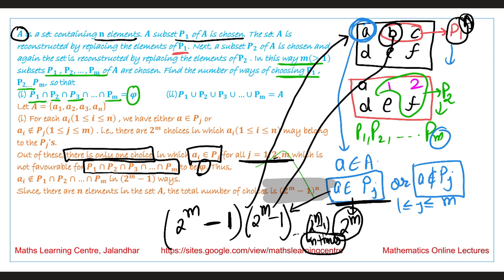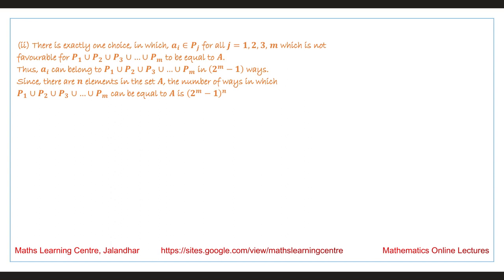The second part of this question is that P1 union P2 union P3 and so on up to Pm is equal to A. In the same way, there is exactly one choice for which Ai belongs to Pj for all j equal to 1 to m, which is not favorable. It means we are talking about the empty set. So the total number of ways now is 2 raised to the power m minus 1.